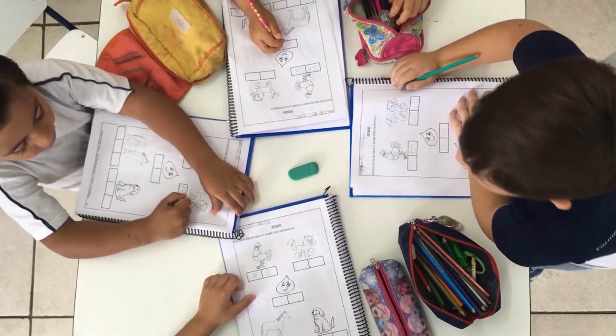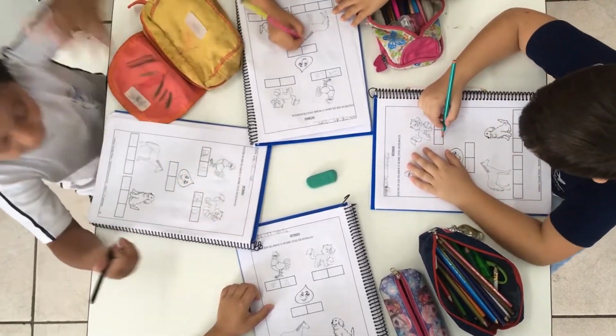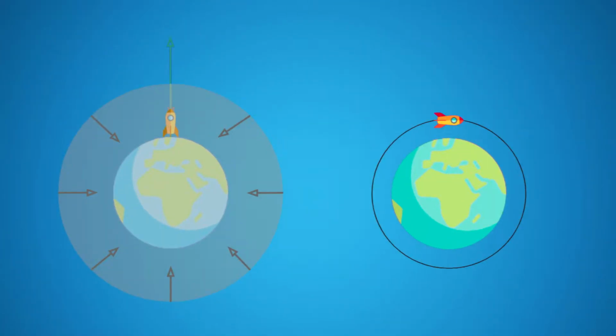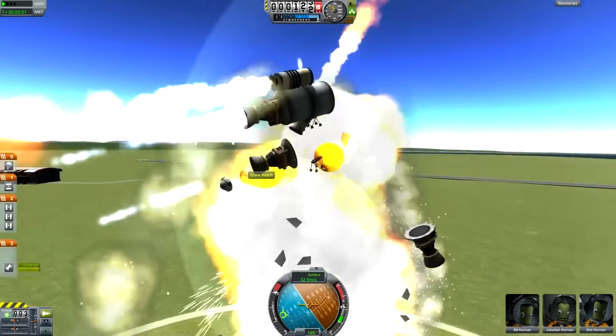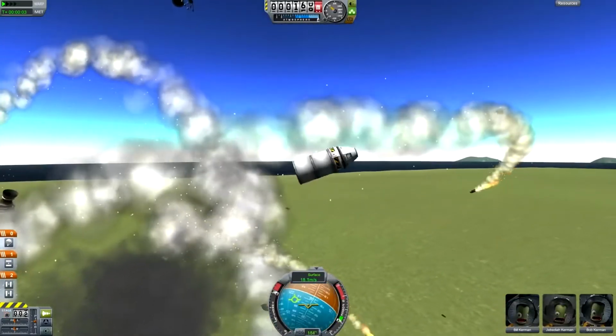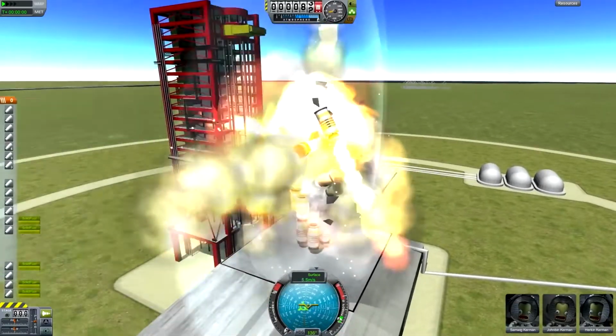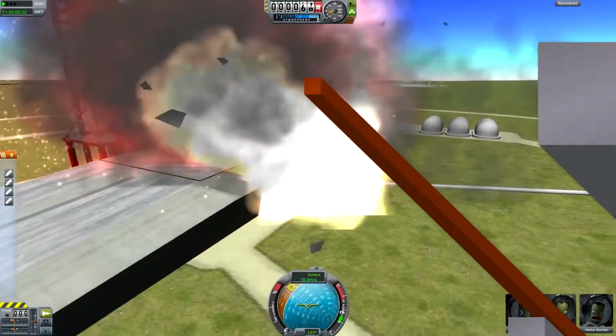Now that we've covered orbital mechanics at a fifth grade level, let's get a little bit more complex. We're going to go over two main focus points, escape velocity and circular orbits. To help demonstrate these two points, we're going to use a state-of-the-art, NASA-approved simulator, also known as Kerbal Space Program, a video game about building, flying, and exploding rockets.